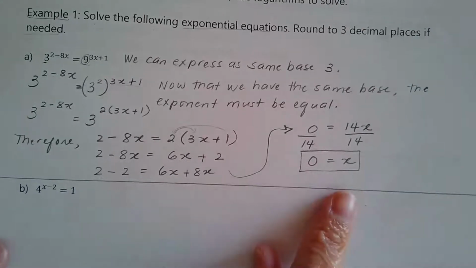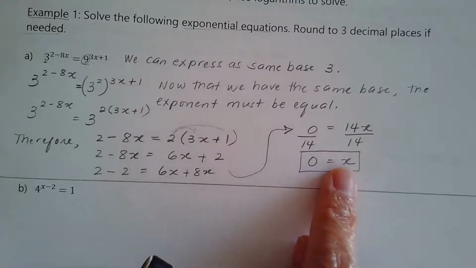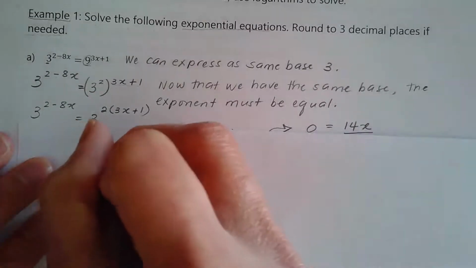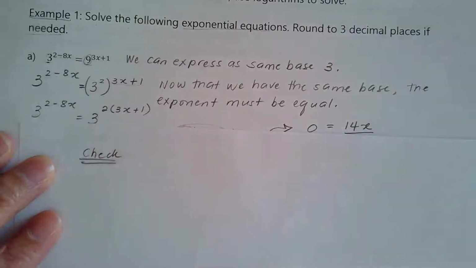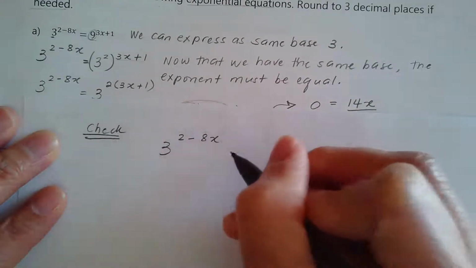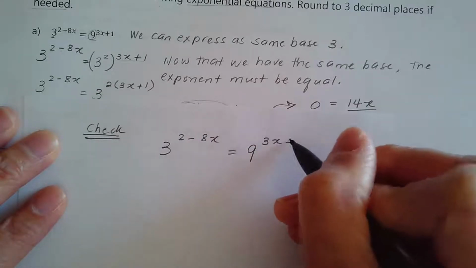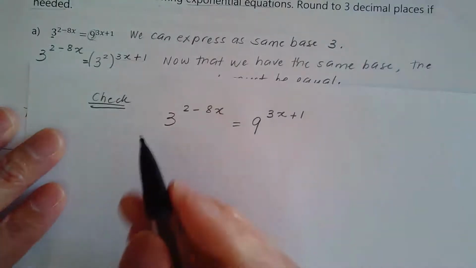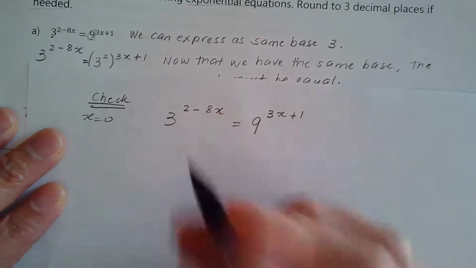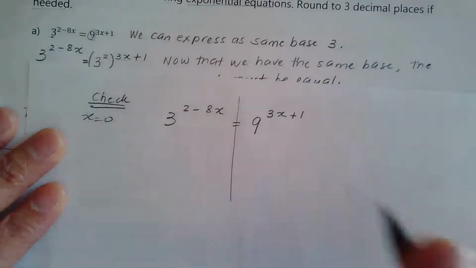My answer is x equals 0. I'll check once, just to show you that they are going to be equal to each other. We said x equals 0, so if I replace x with 0 wherever I find it, we'll see if we get the same number on each side of the equation.